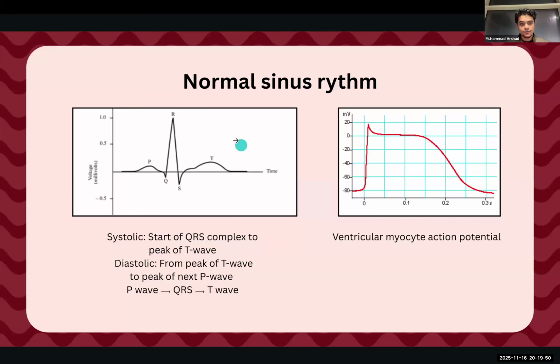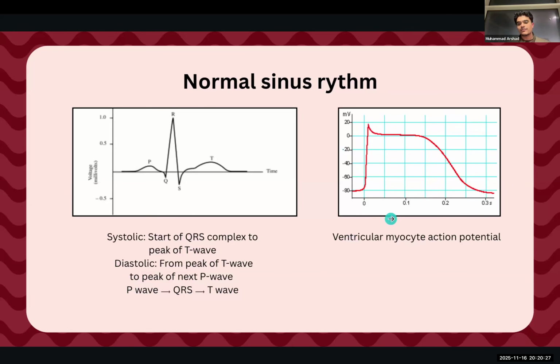So the first thing that you need to know for the OSPE, I guess this isn't the most important thing, but you should know that a normal sinus rhythm looks like this on the ECG. You have a P wave followed by a QRS complex followed by a T wave. If you want to calculate systole on the ECG, it's from the start of the QRS complex to the peak of the T wave. And diastole is from the peak of the T wave to the peak of the next P wave. Again, you need to know that a P wave followed by QRS followed by a T wave is what makes it the normal sinus rhythm.